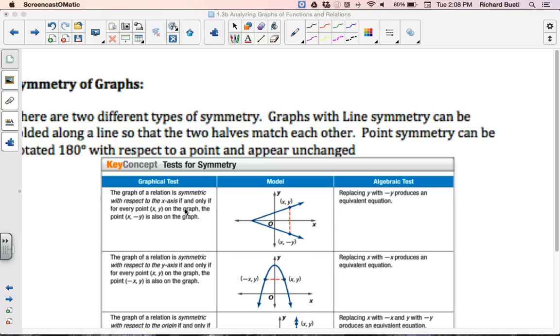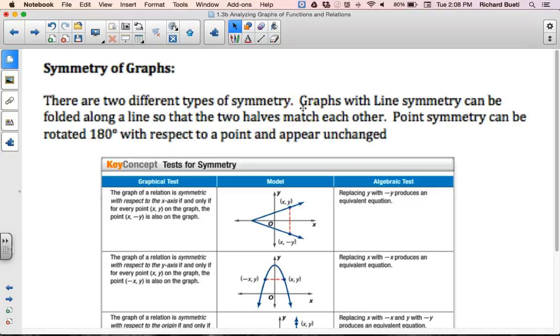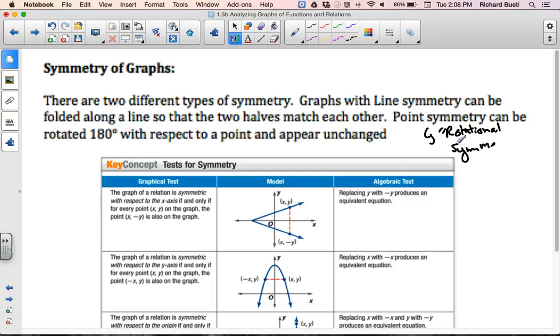There are two different types of symmetry. Graphs with line symmetry can be folded along a line so that two halves match each other. And then we have something called point symmetry, which is also called rotational symmetry. And what that means is that it can be rotated 180 degrees with respect to a point and appear unchanged.